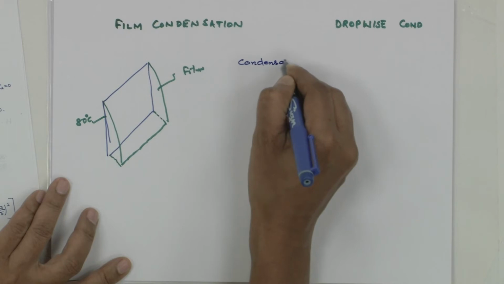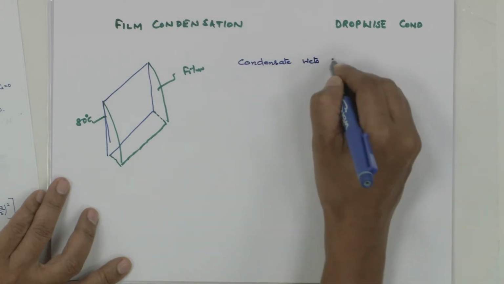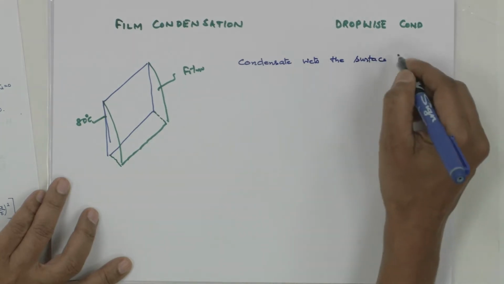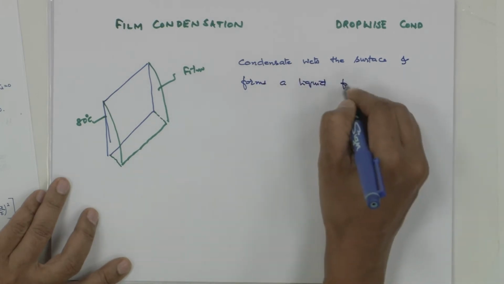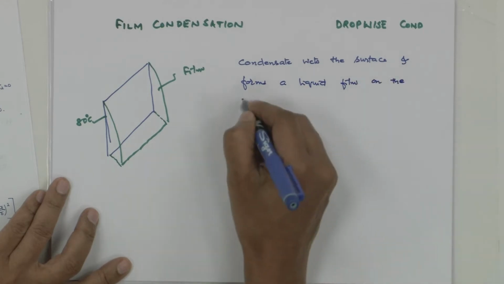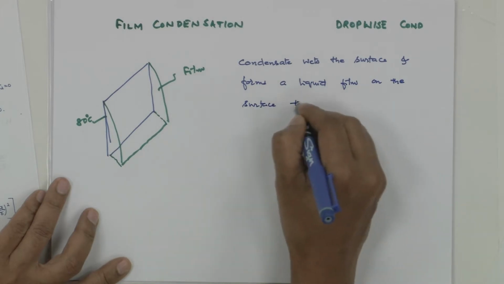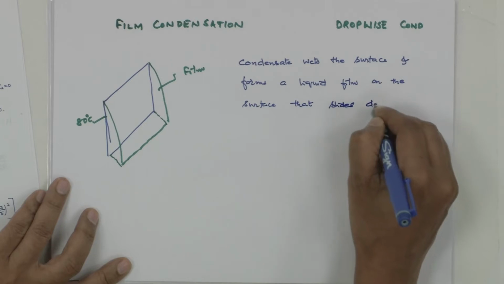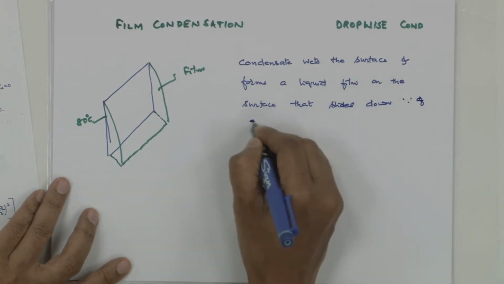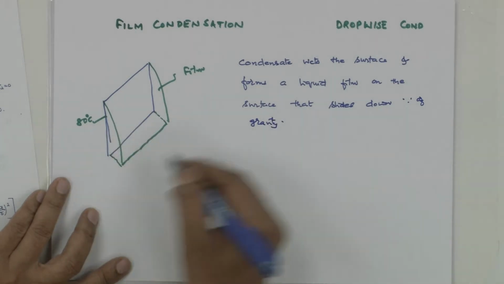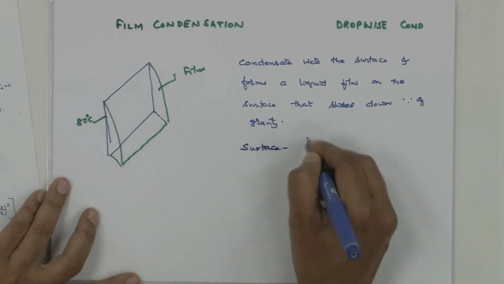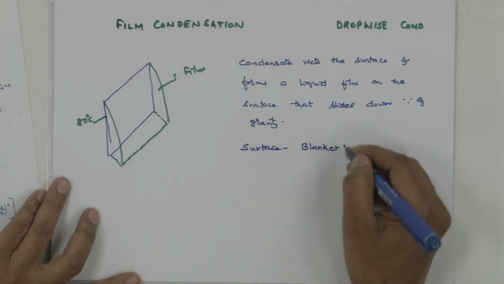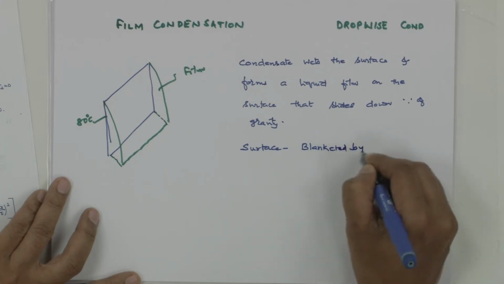In film condensation, the condensate, that is the water which is coming out, wets the surface. The water vapor forms a liquid film on the surface that slides down, causing a mass flow rate because of gravity. Now the whole surface is blanketed by a liquid film, that is why it is called film condensation. It is as if we have put a blanket on it, blanketed by a liquid film.